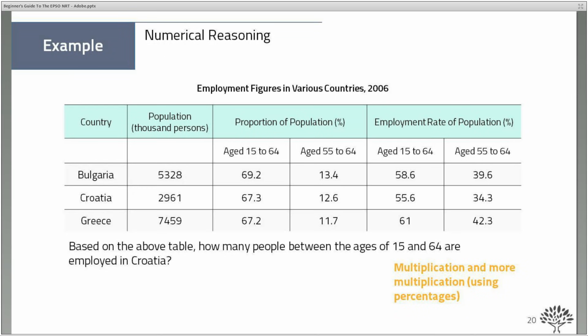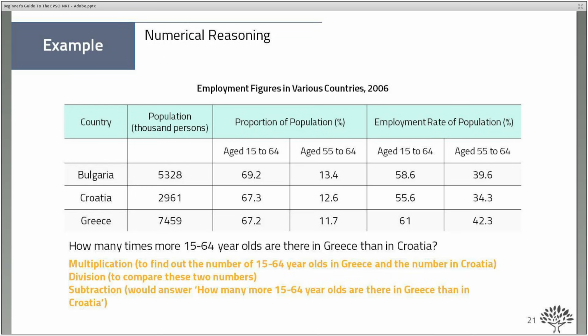And the final, very tricky numerical reasoning question, how many times more 15 to 64-year-olds are there in Greece than in Croatia? So the key parts here are the population, the proportion that are 15 to 64 years old, and what you'd be doing is multiplying these together, as we did before, and then dividing one by the other. So this is for how many times more. There's about 3 times more, a little bit less than 3 times more in Greece than Croatia, I think would be our answer.